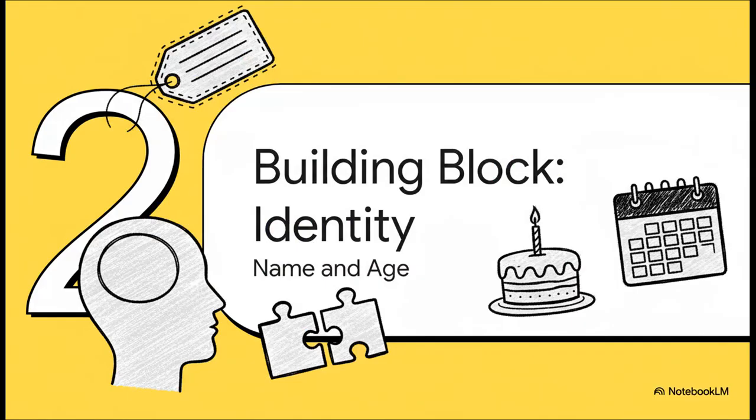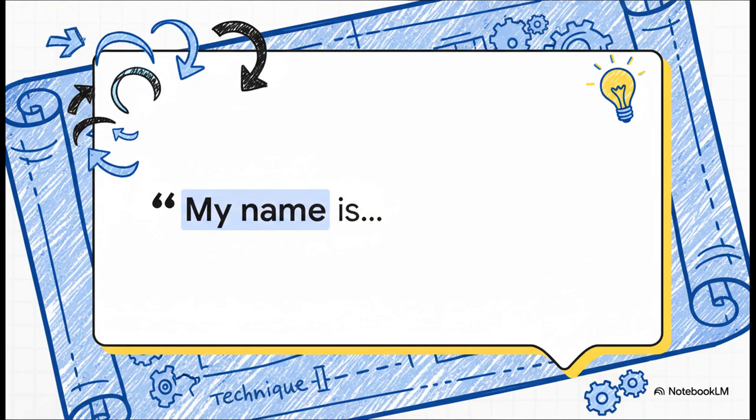So the lesson starts with the most fundamental thing there is, identity. I mean, before you can talk about anything else, you have to be able to talk about yourself. And so the lesson wisely kicks off with the two most basic pieces of who you are, your name and your age. Notice it doesn't just start with a random vocabulary word like name. It starts with this, a complete, usable phrase. It seems so simple, but the way it's put together is actually the first major clue to this whole method.